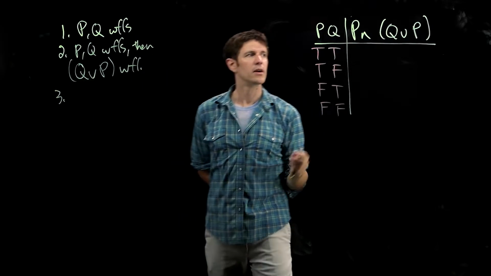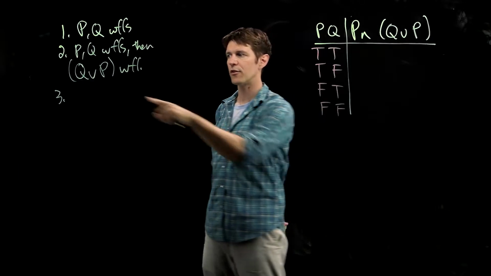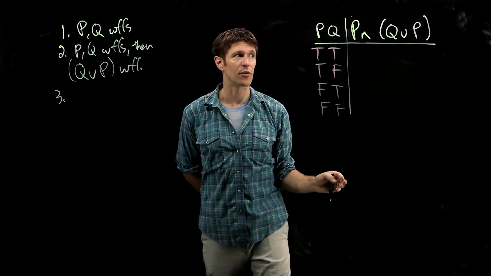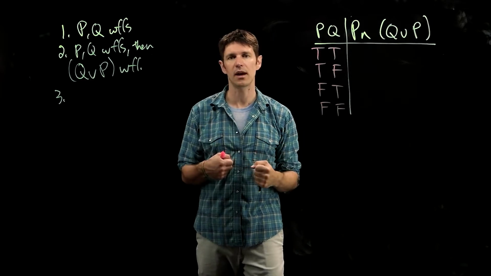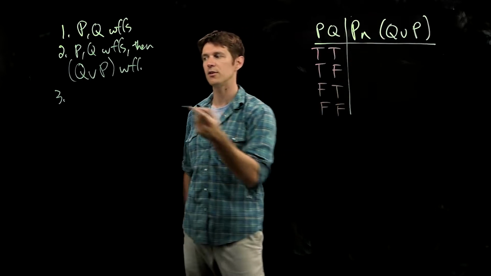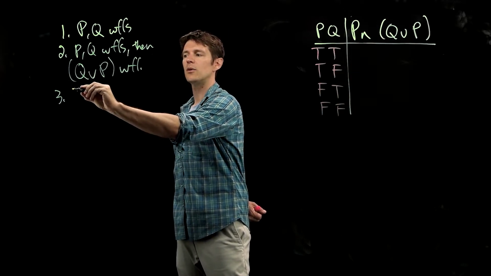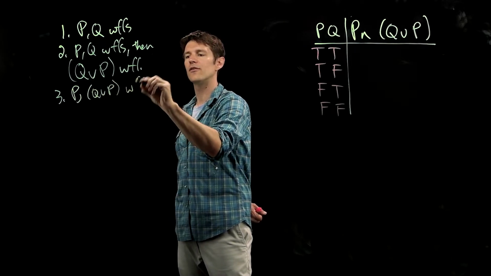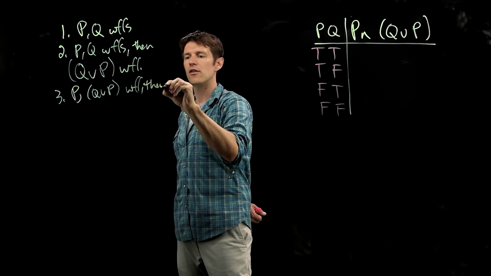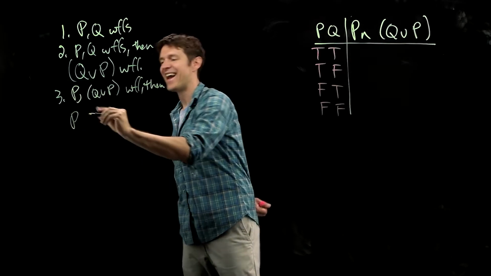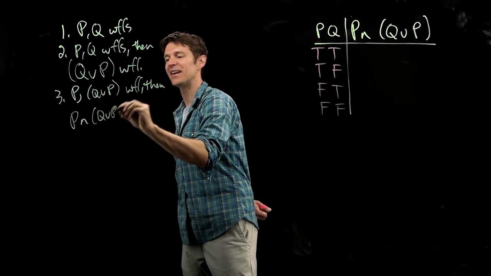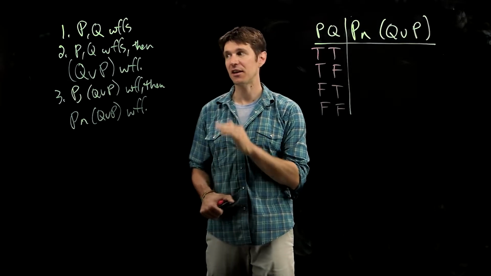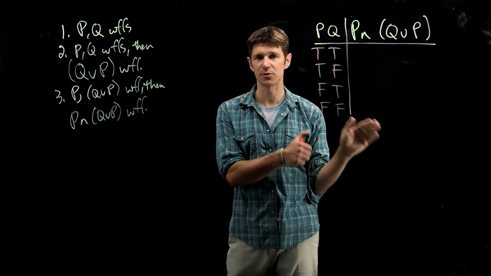And here's our last step. Since we've established that Q or P is a well-formed formula at line 2, and we've established that P on its own is a well-formed formula, we can take those two formulas and put this sign for conjunction between the two, and the result is a well-formed formula. So here we'd say, since P is a well-formed formula and Q or P is a well-formed formula, it would follow that P and Q or P is a well-formed formula. So our construction here gives us a clear guide about how to complete this truth table.